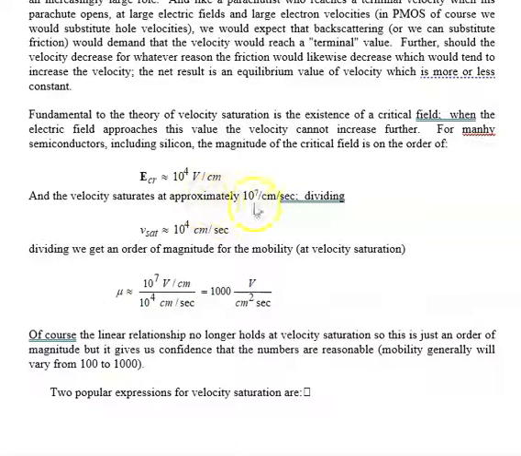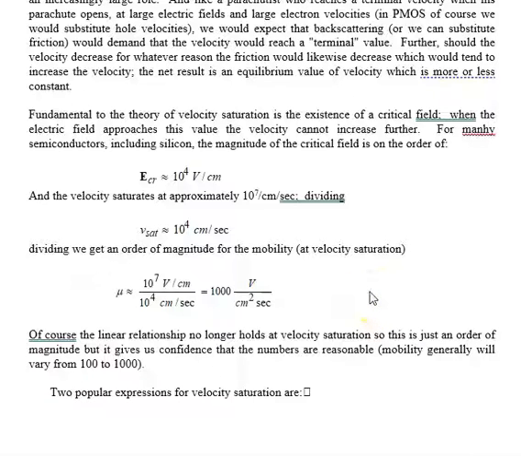So if we divide the velocity by the critical field, we get 10 to the 7th divided by 10 to the 4th, which gives a mu. Now, we can't really do this because velocity is not equal to mu E, but if we could, we would get a mu of about 1,000, and that's a fairly good number. Mobilities range anywhere from about 100 to close to 1,000. And of course, the units are centimeters squared per volt-second, which we can see immediately here.